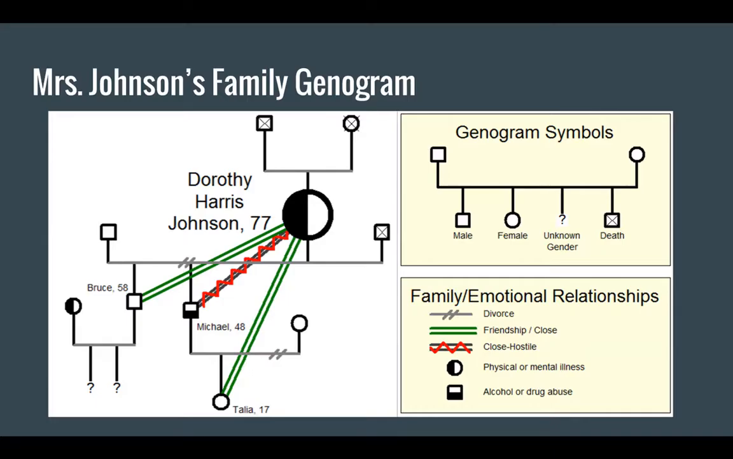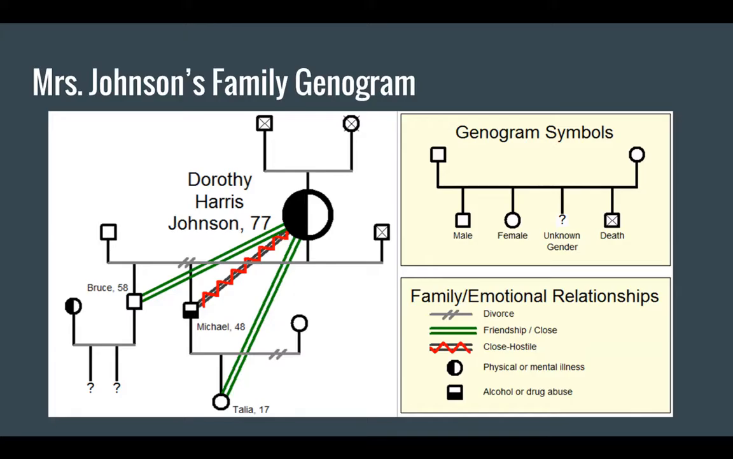And to get to know Ms. Johnson a little bit better, here is a family genogram that provides a little bit more detail about some of the family dynamics in her life. Here are some symbols up here. So we have Ms. Johnson with physical illness, which we'll get into later, and she has 2 sons.